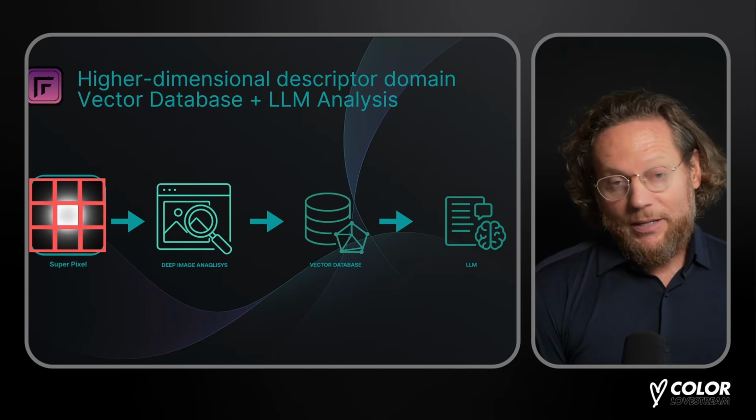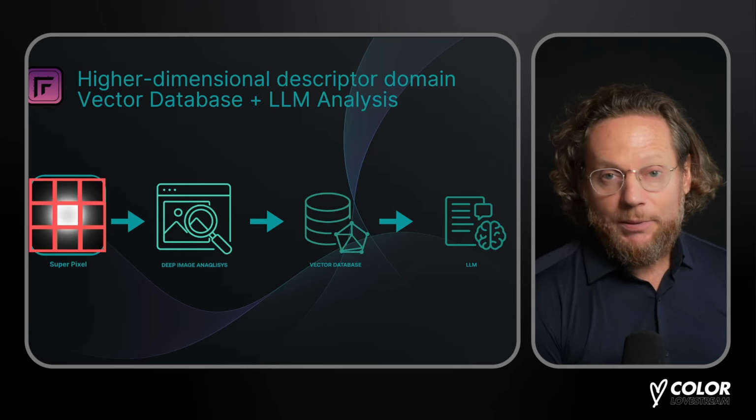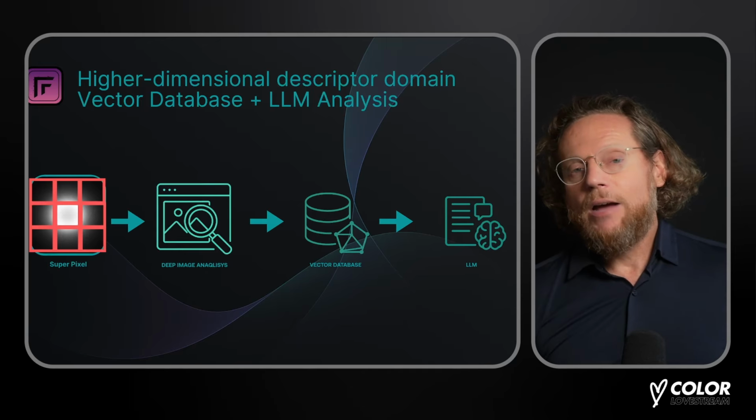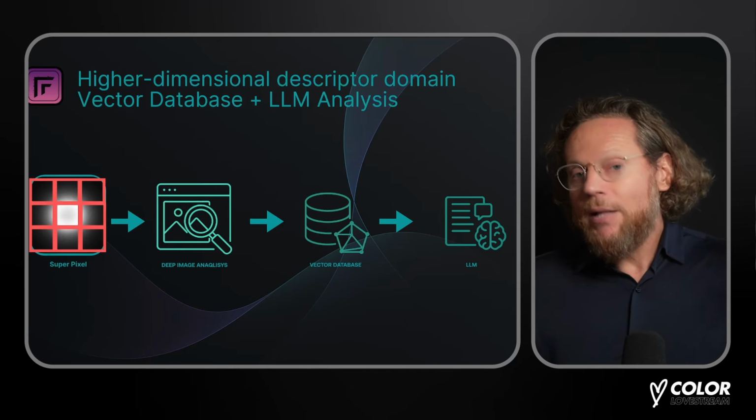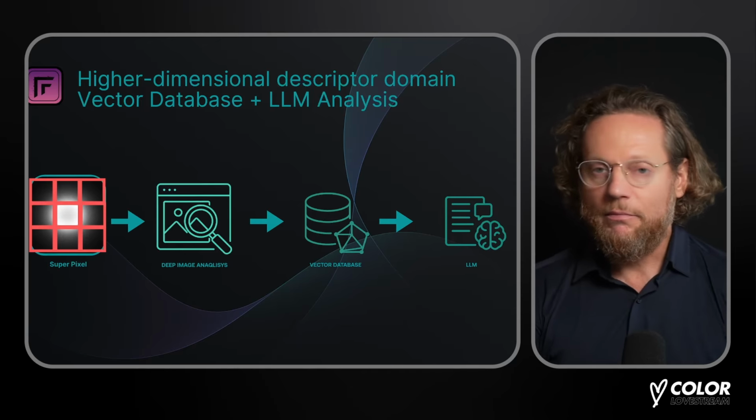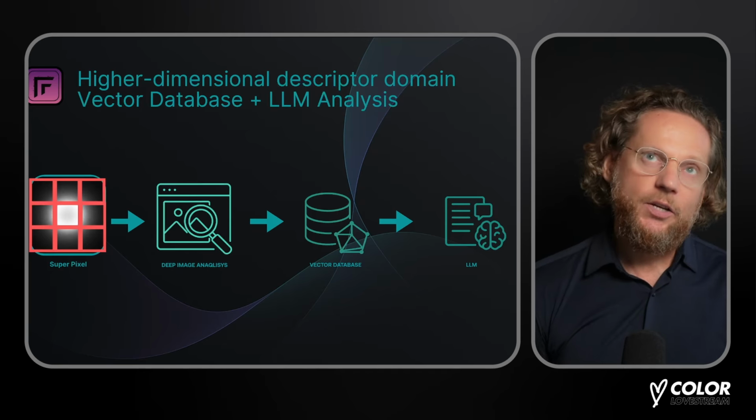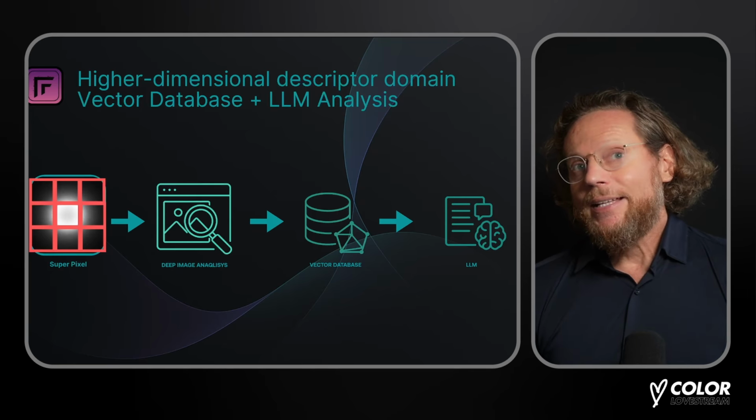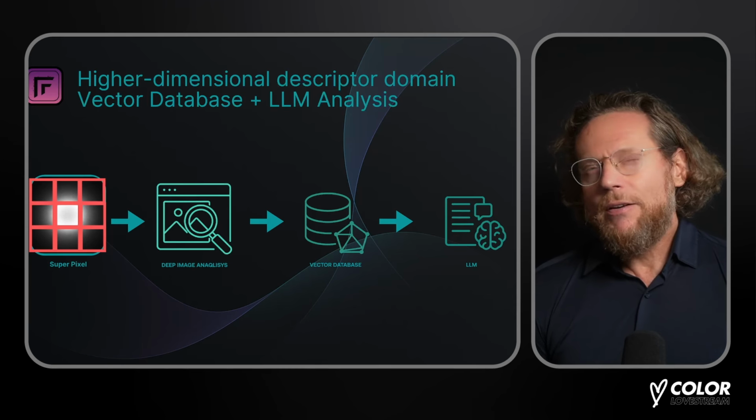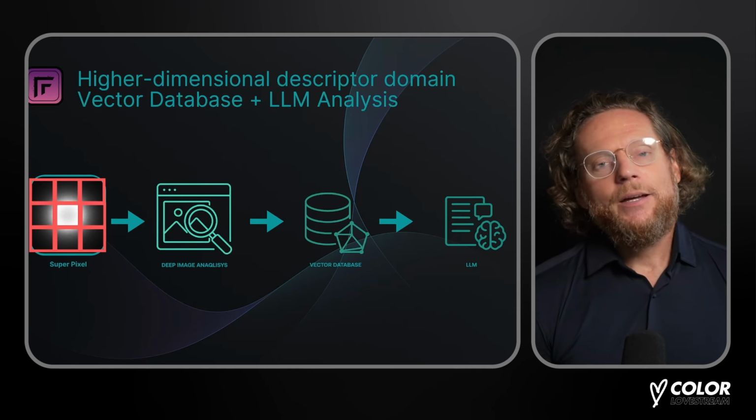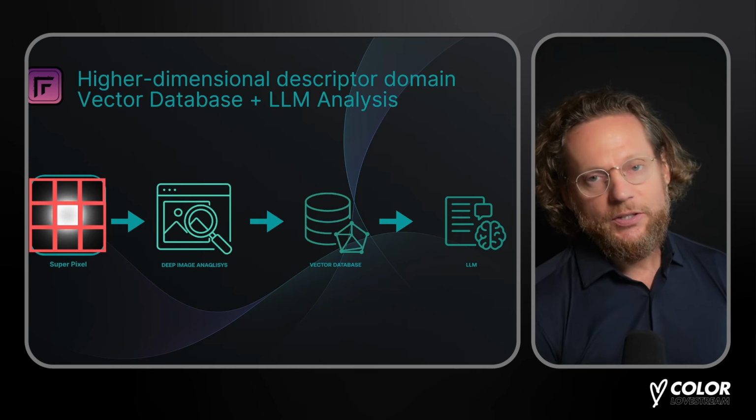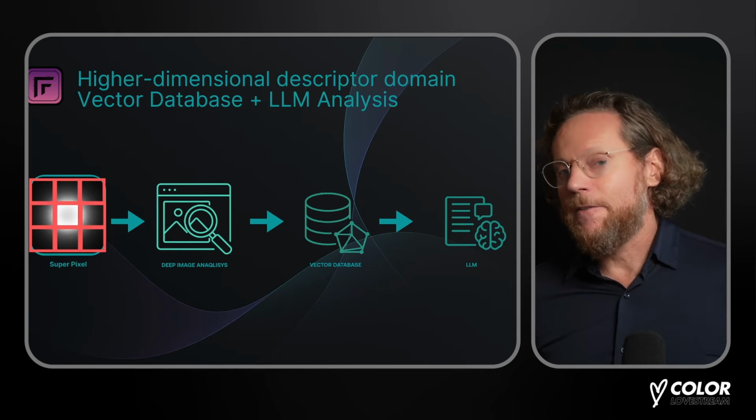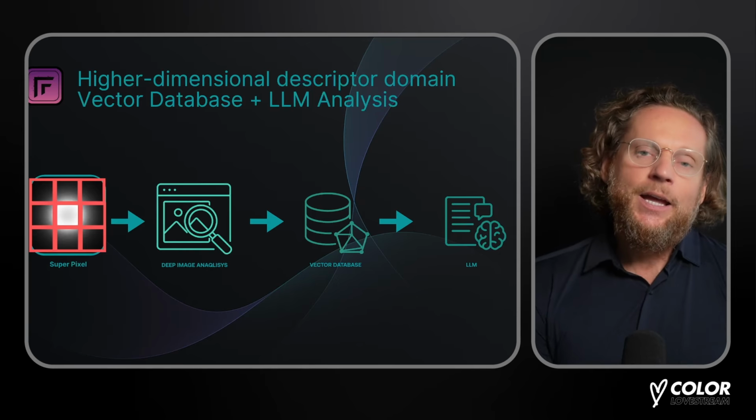But what vector databases do incredibly well is they allow us to create multidimensional vector information. In our case, we're using 64 and 24 dimensions, and that allows us to very effectively calculate nearest neighbors, or the difference between different superpixels.